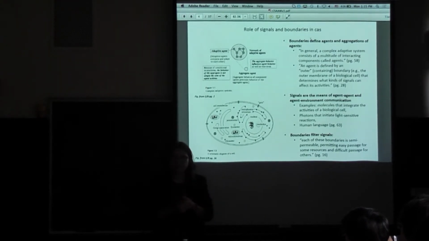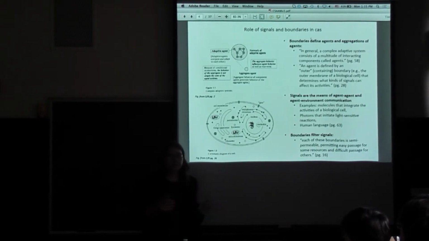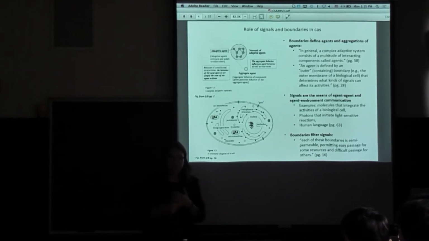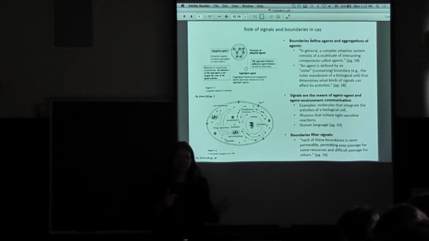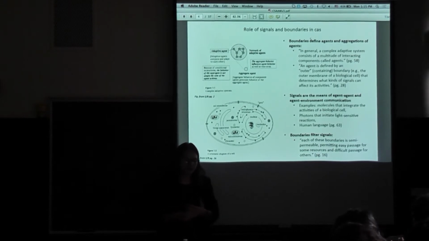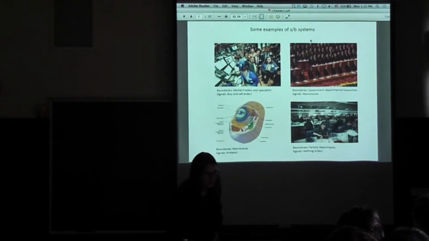Signals are the means of agent-to-agent interaction and agent-to-environment interaction. And then these boundaries filter the signals. These boundaries are semi-permeable, permitting easy passage for some signals, while it's more difficult for others to enter. And I'm going to talk about a few examples down here.